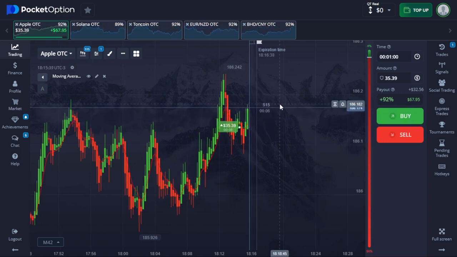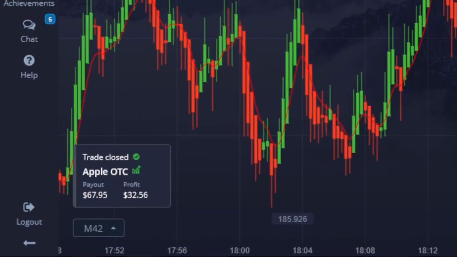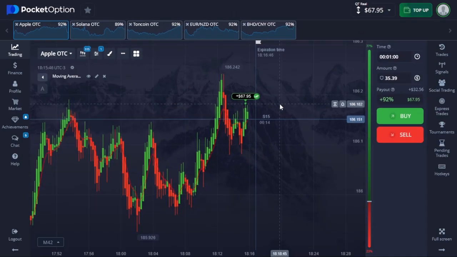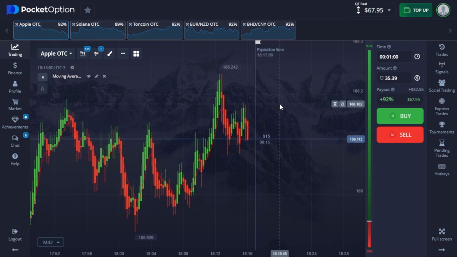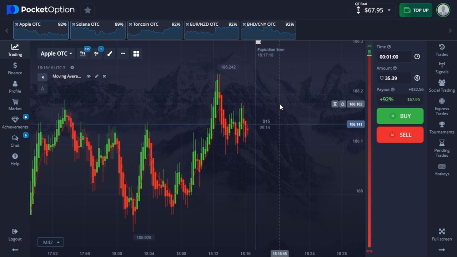Now look at this, we got $7.95. The last entry did not follow the pattern exactly, but the trend was up. The final entry point was better. Always follow the trend, otherwise you might lose. So be patient, pay attention to the position and the trends.